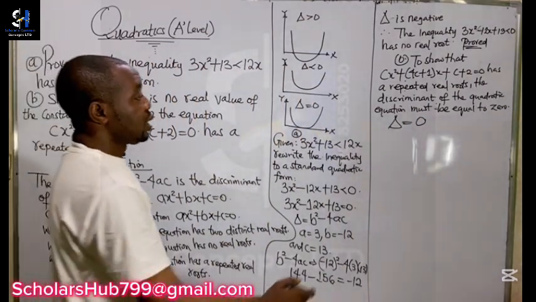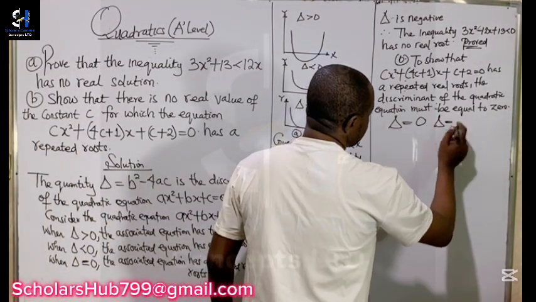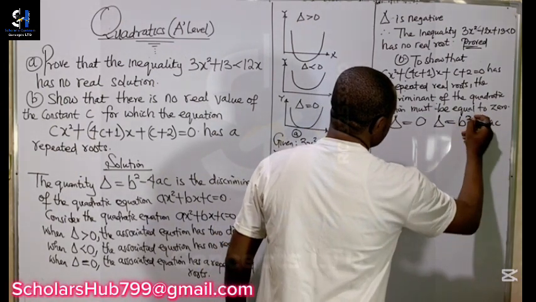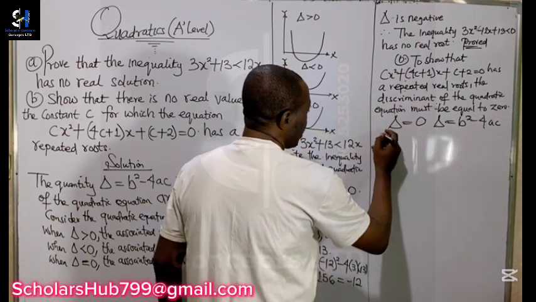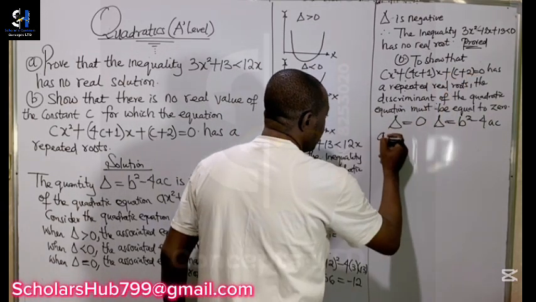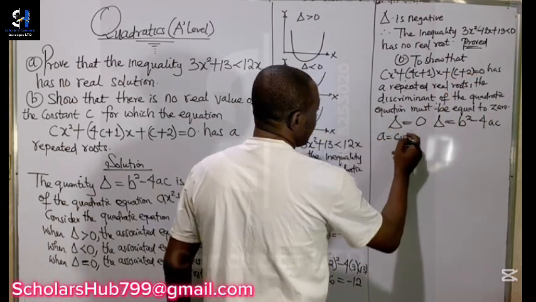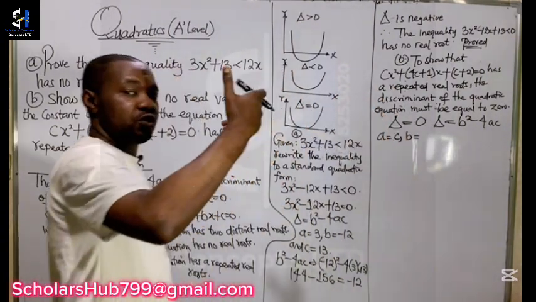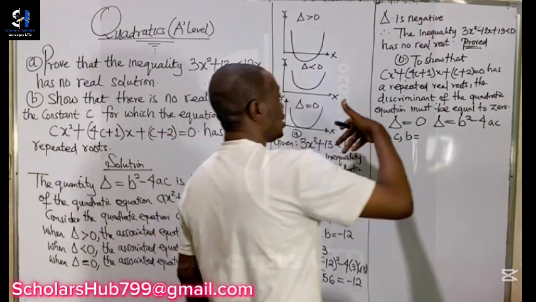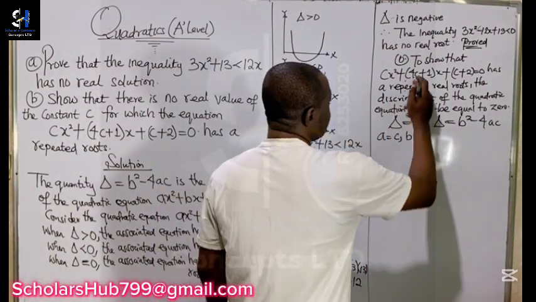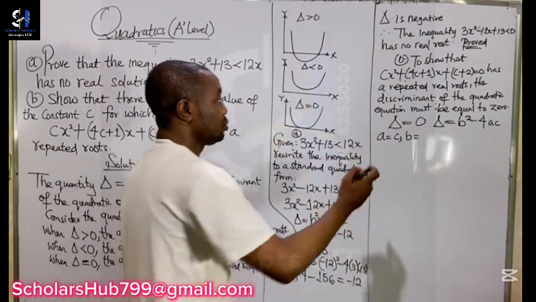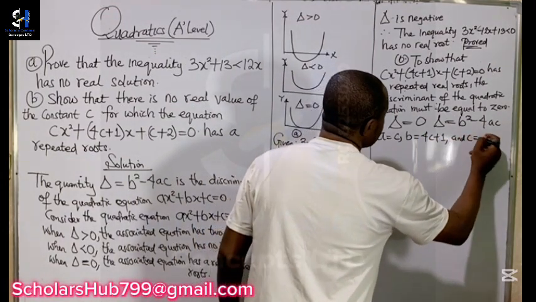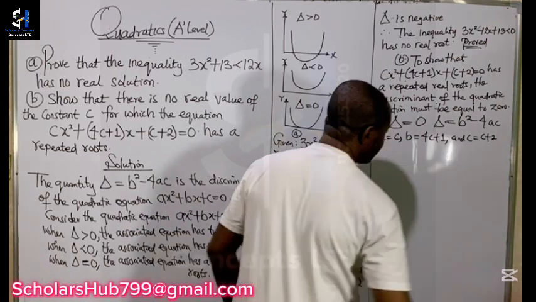Now we know that this discriminant is b squared minus 4ac. According to this equation, a would be c, that is, a is the leading coefficient of x squared in a quadratic equation. That's the general quadratic equation. Now b is 4c plus 1, and then c is c plus 2. Let's leave it that way.